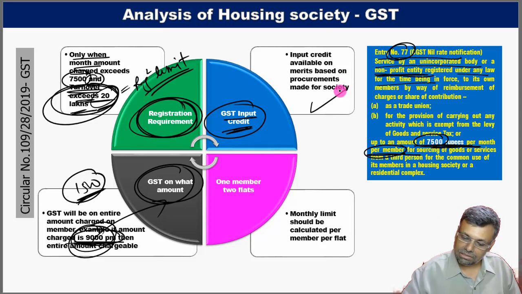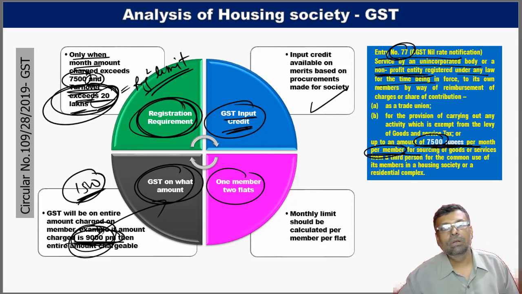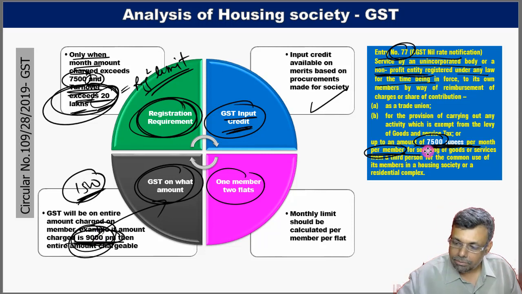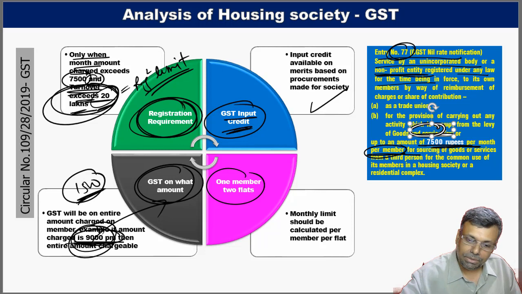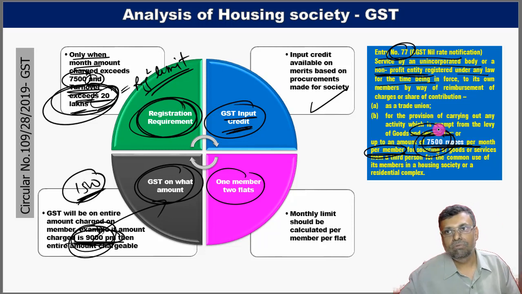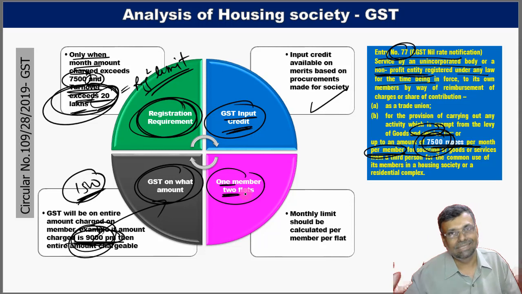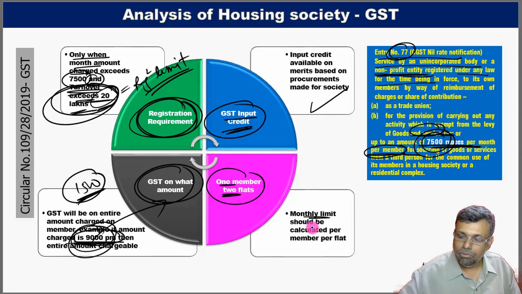Now the last clarification the circular has given is, what if there is one member who is holding more than one flat? Will you consider this 7,500 rupees limit per member per flat, or only per member? It has been clarified that if one member is having two or more flats, then the monthly limit will be calculated per member per flat.